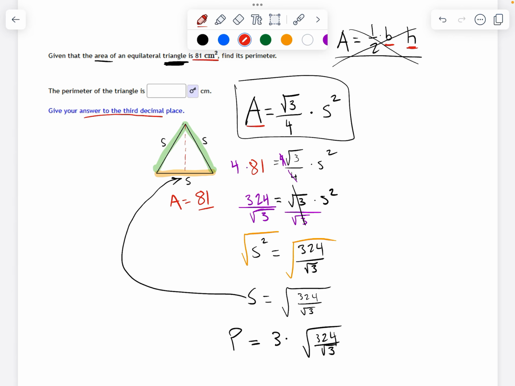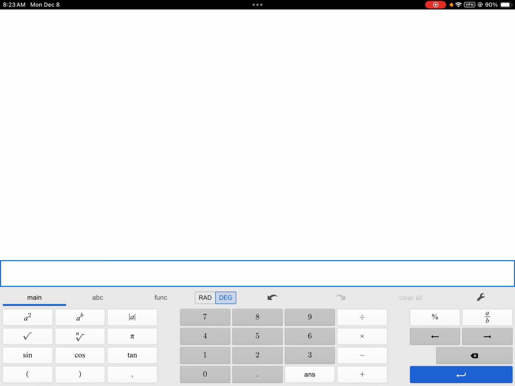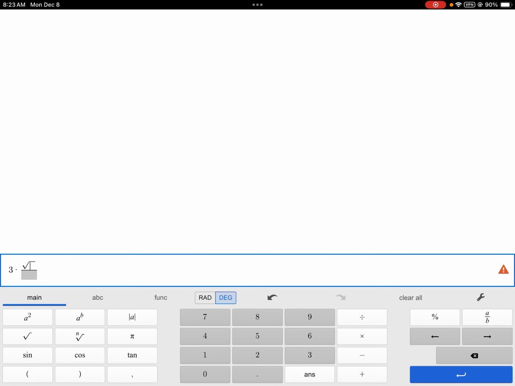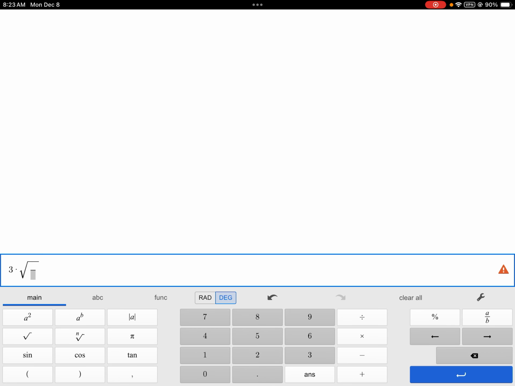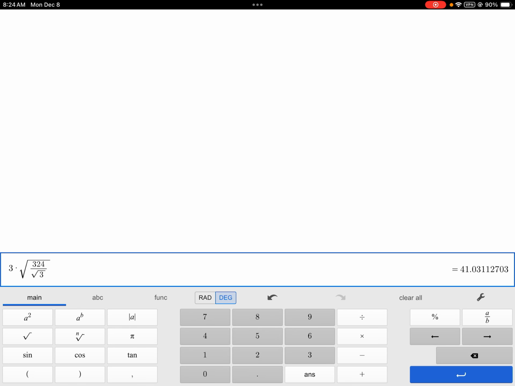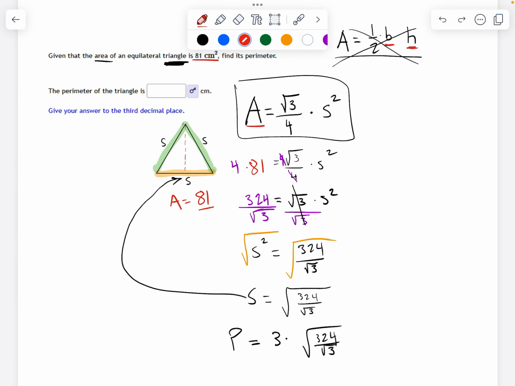Our goal is to round to the third decimal place. All right, so I'm going to clear what I had in there. We're doing 3 times, and then a fraction. We have square roots of the whole fraction. Let me redo that. 324 divided by the square root of 3. And voila, there we go. So 41.031, because that fourth digit, the 1, will round down. So 41.031 is the perimeter of the equilateral triangle.